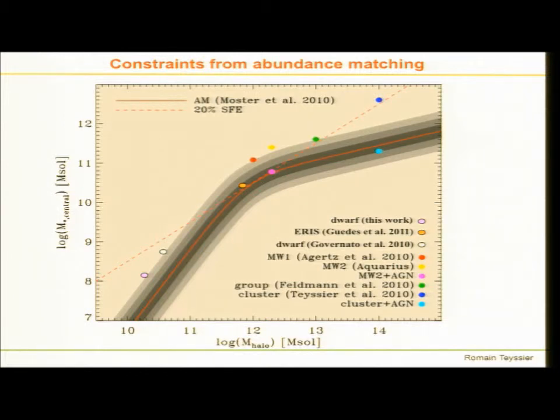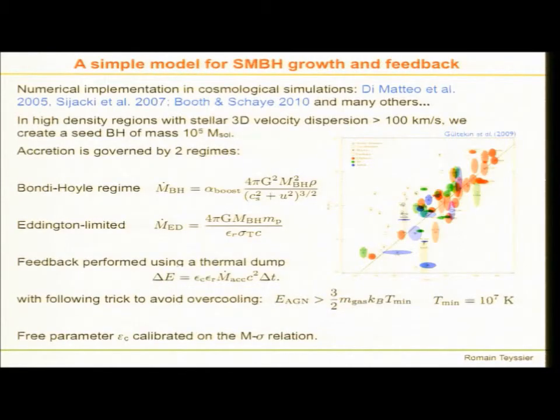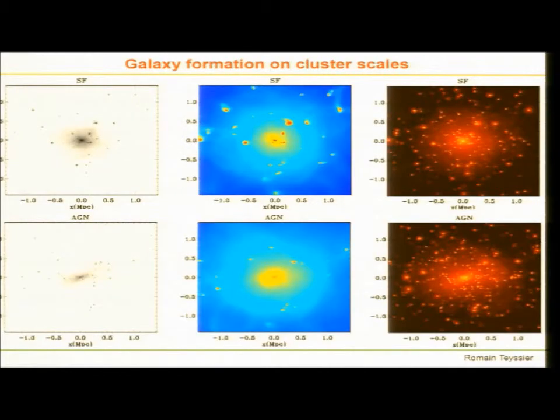Then with AGN feedback, I will present the result quickly, you go down into something much more reasonable. So I will briefly skip this part. The AGN feedback model we're using is a very classical model. It's the Booth and Schaye model. So if you have questions on how we implemented this in RAMSES, I'm ready to tell you the secrets.